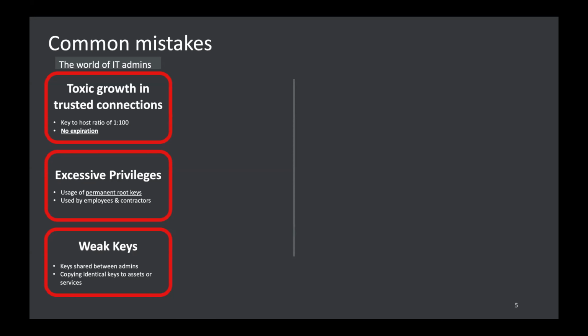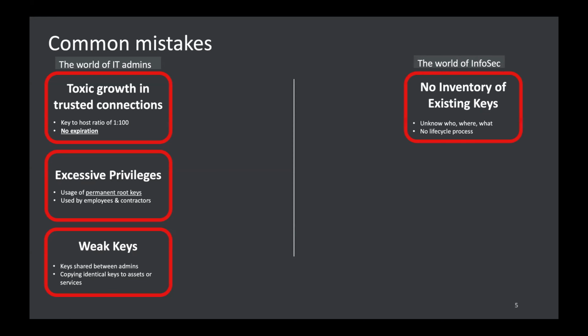Anyway, this is happening on one side, right? So toxic growth, excessive privileges, and weak keys. Now, I come from a security operations background, and here are the other things that we're seeing, especially on the InfoSec side. First of all, there's a lack of visibility into keys. No one has the time for doing this. Everyone knows that SSH keys are in use, but very few people have access to and know where those keys are. It becomes a nightmare to start installing this or to start monitoring this, if you really think about it.